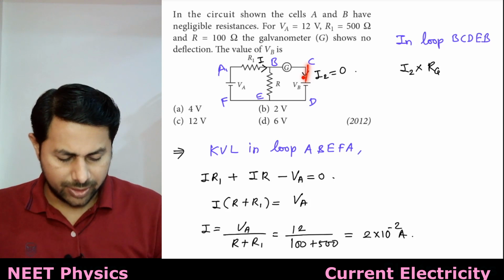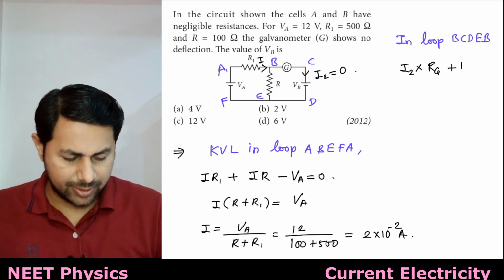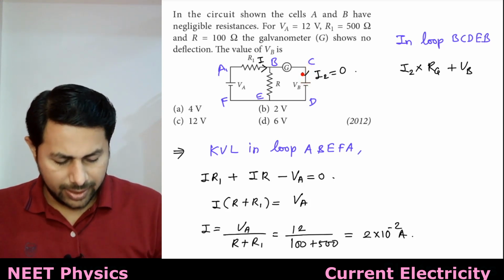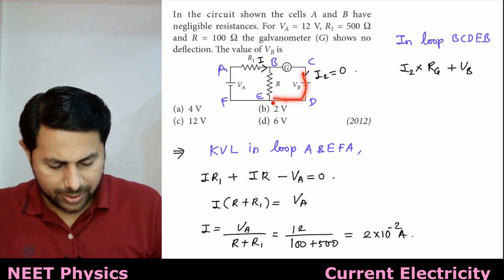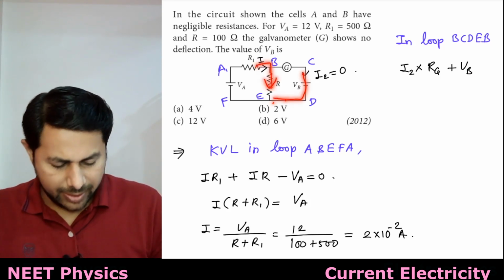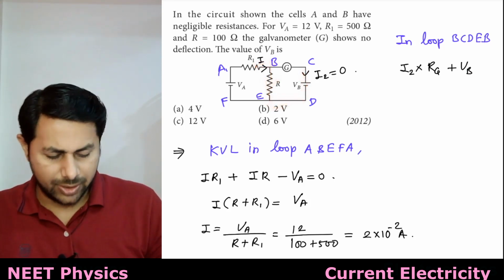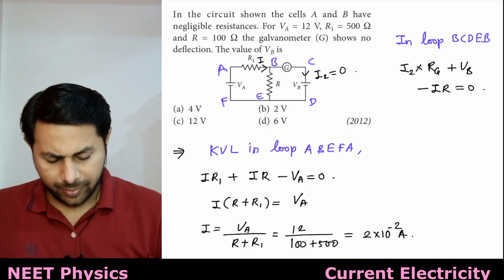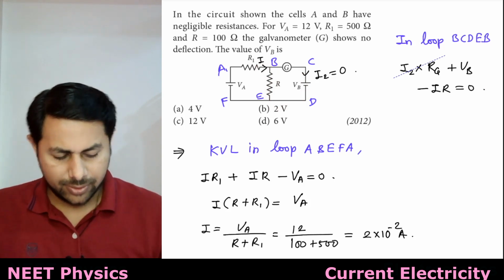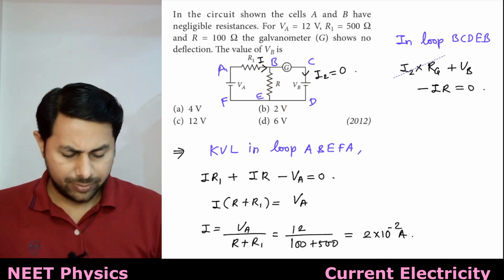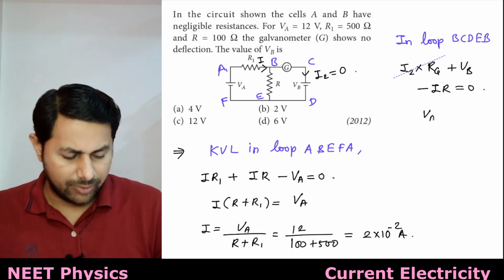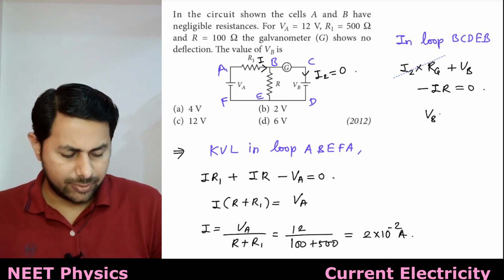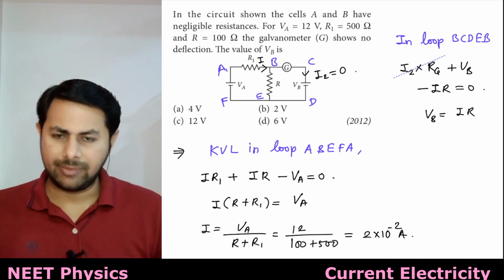Then you see the positive terminal of the battery, so plus VB, and then you go from here to here, there is nothing. Then I is coming this way and you are going in the opposite direction, so you have minus IR, and that's equal to 0. So I2 is 0, so this term will become 0, and therefore VB is equal to I times R.